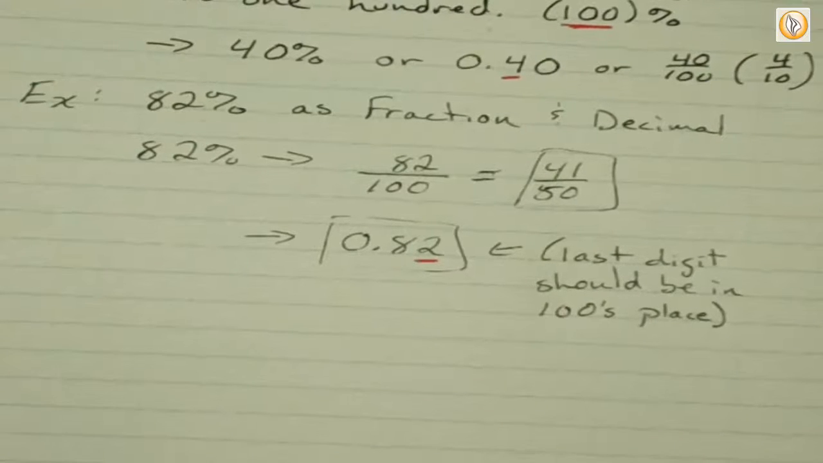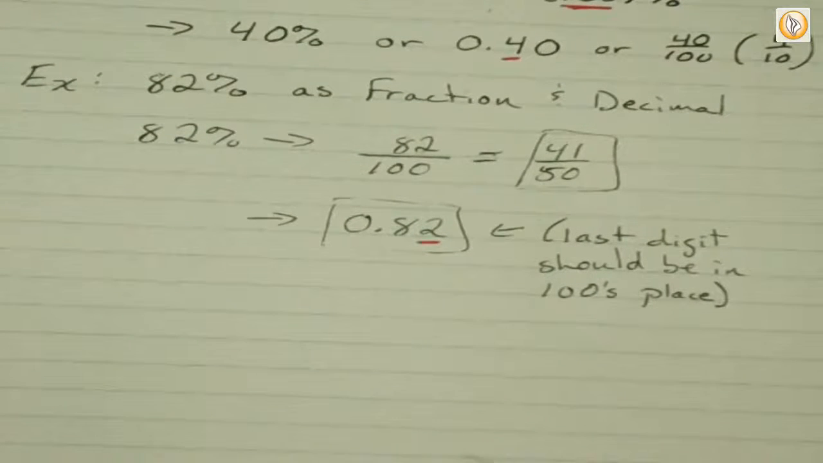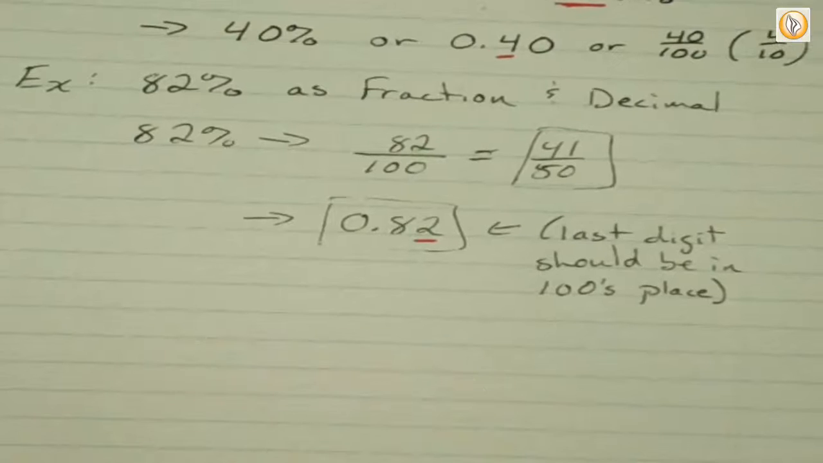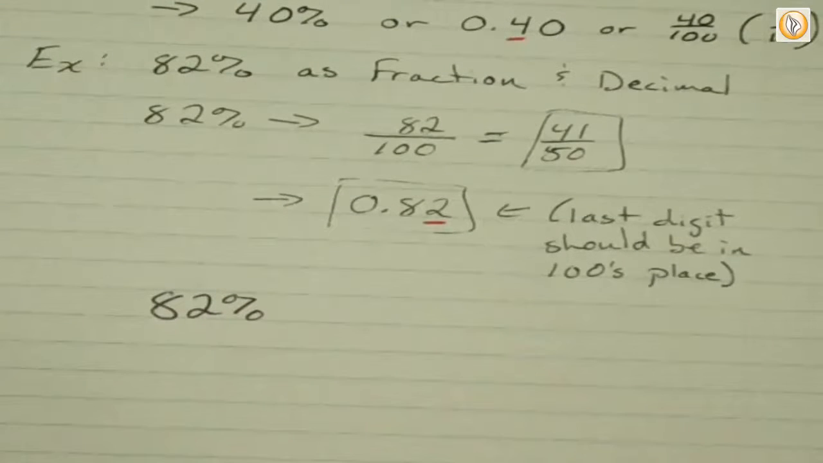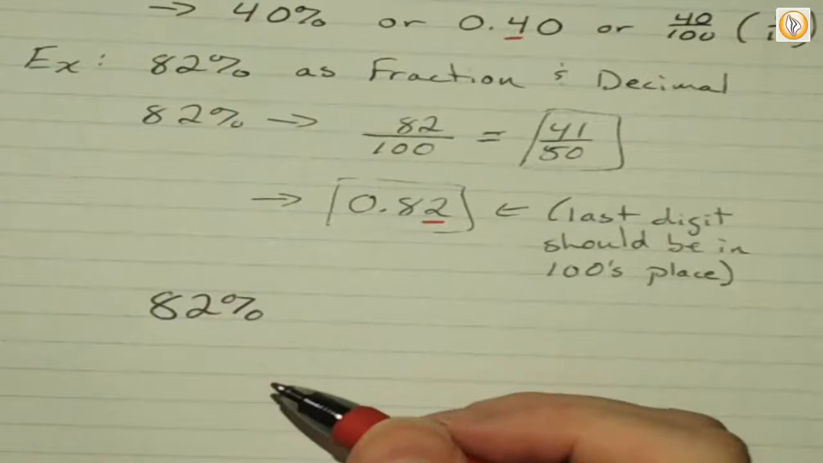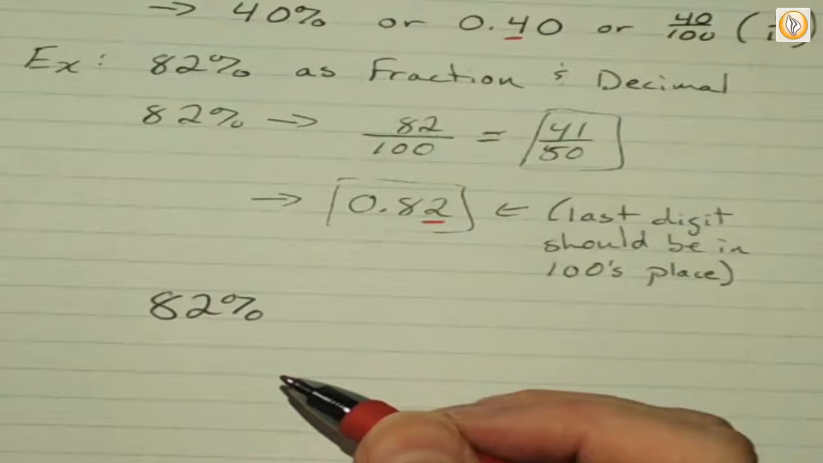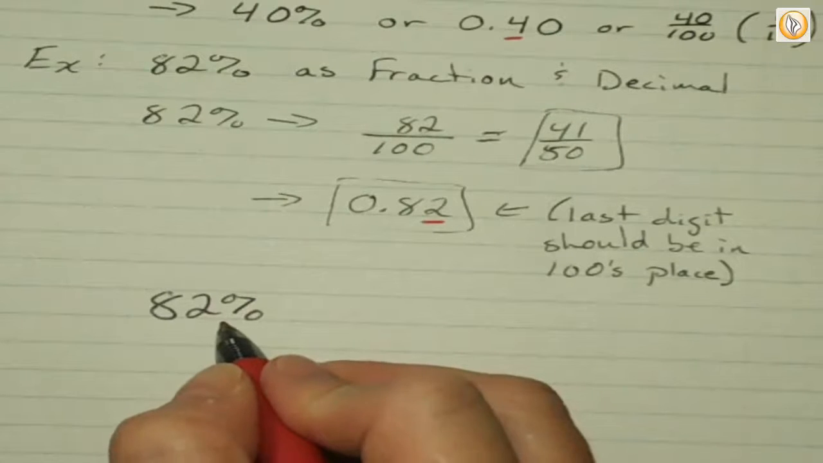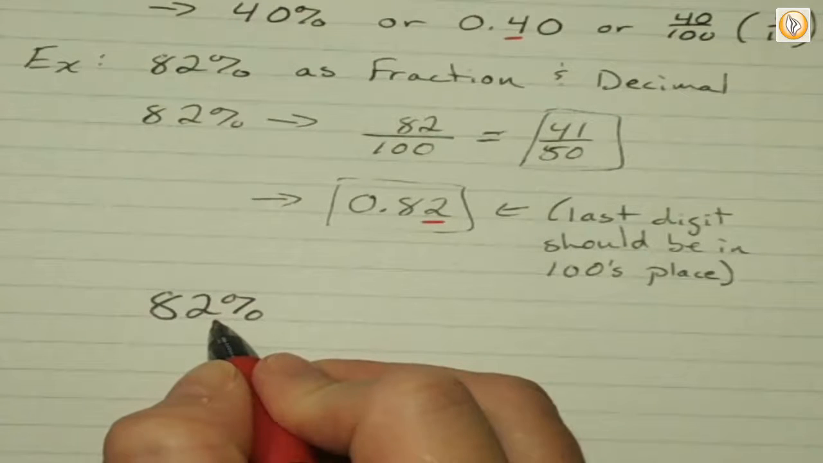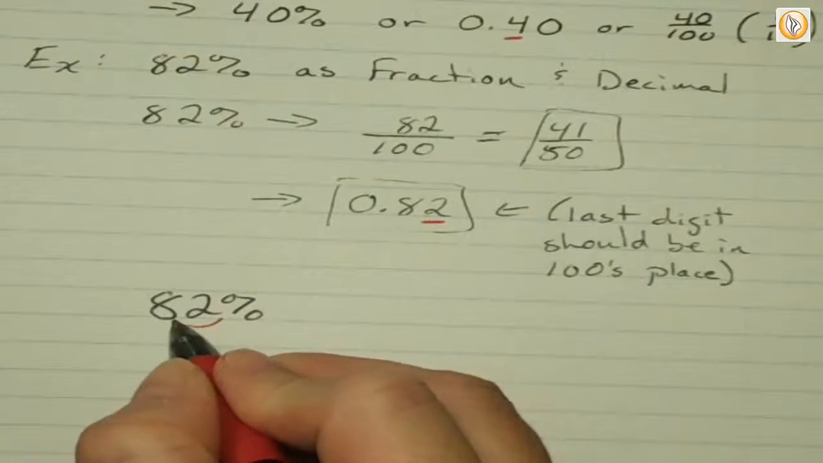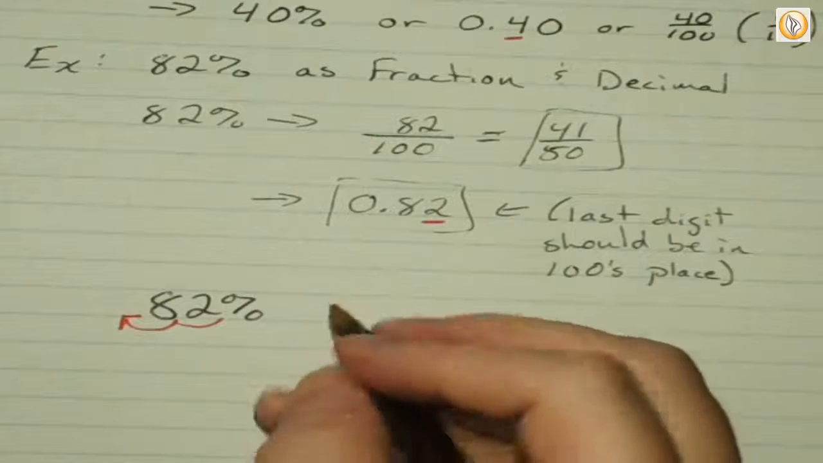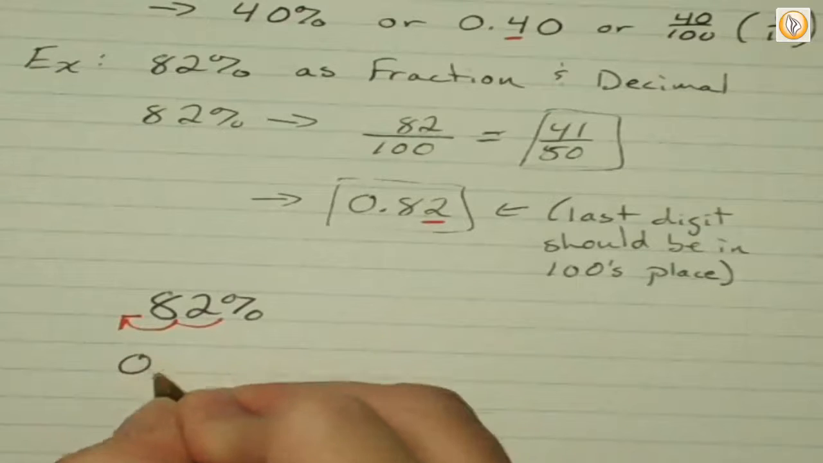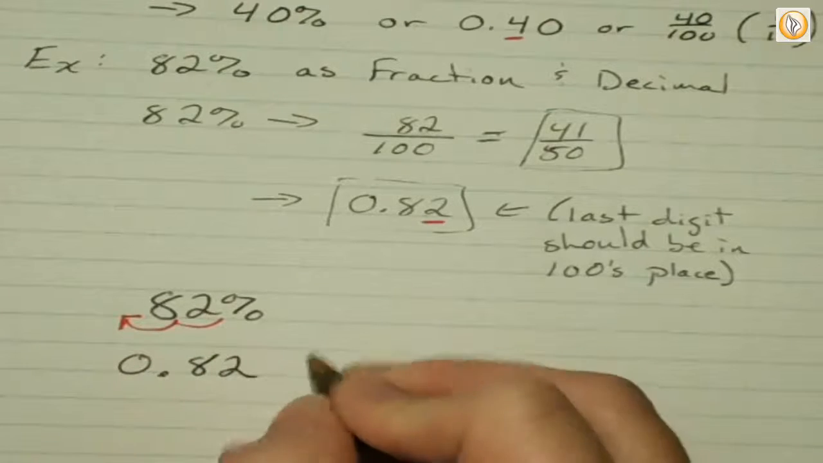Or, if you remember the trick, when you're changing it to a decimal, how many places do you move the decimal? 2 places. To the right. Left. Right. Left. I know. That would give you 0.82.